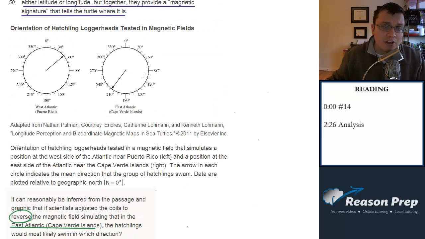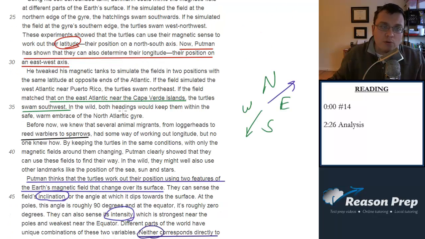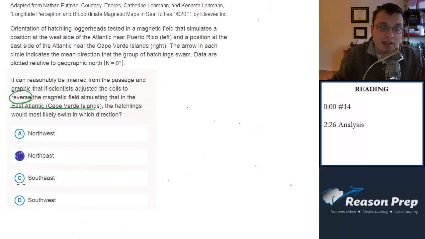Now, if you wanted to use the graphic, you can see the same thing. This graphic shows us the orientation of the turtles in magnetic fields. So if we're looking at the East Atlantic, this is the Cape Verde Islands, they're going to be pointed this way. This is towards, again, the southwest, right? South and west. So if you reverse it, they're going to move in the opposite direction, which is this way, which is the northeast. So whether you read the text, which I think is a little bit easier here, at least more specific, versus you read the graphic, we see that the answer is going to be B.